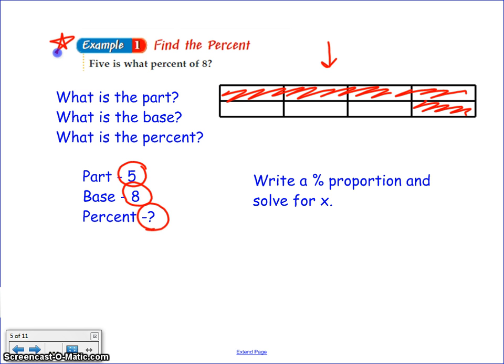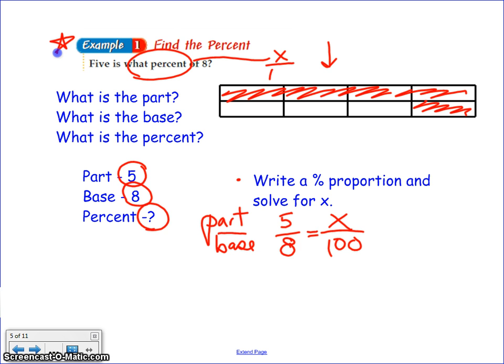So we're going to write our percent proportion based on what we know. We're going to put our part over our base. We have a part of 5 over the whole thing, which is 8, and we're going to set that equal to some percent. We're going to find out what percent it is. We don't know, so we're going to call that x over 100. Whenever you see what percent, think x over 100. I'm going to do lots of these guys, so don't panic if it feels uncomfortable right now. It's going to be really easy.